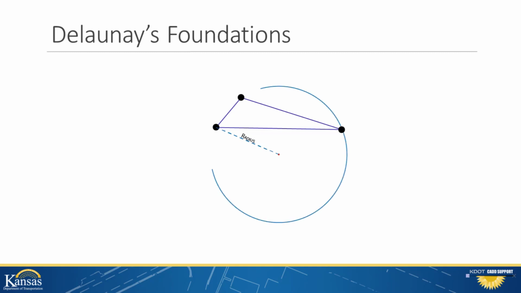Delaunay's method calculates these circles to see if any additional points fall within the circle. If a point is found to exist within the circumcircle, then these triangles will be removed and new triangles will be formed that now connect to this new point.